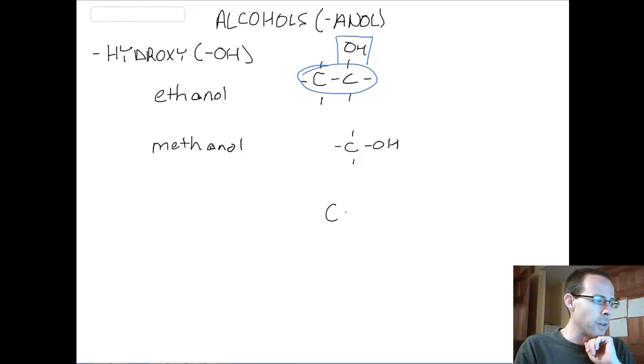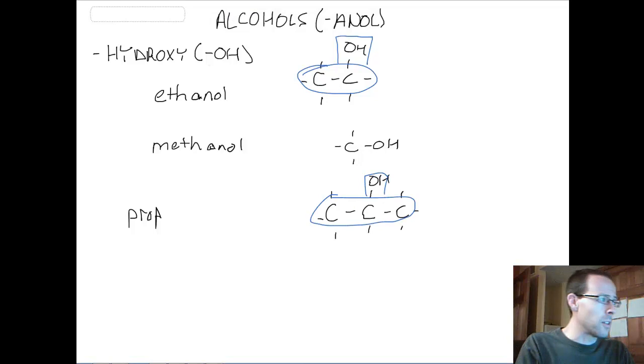Another one that you are likely familiar with is this one. Alright, so we have 3 in a row, so this is going to be prop, because we have 3 carbons in a row. But this group affects our suffix, so this is propanol. But this OH could either be on our second carbon, or it could be on our first carbon. So this really is 2-propanol. Its common name is rubbing alcohol, so you likely have this at home in your medicine cabinet.